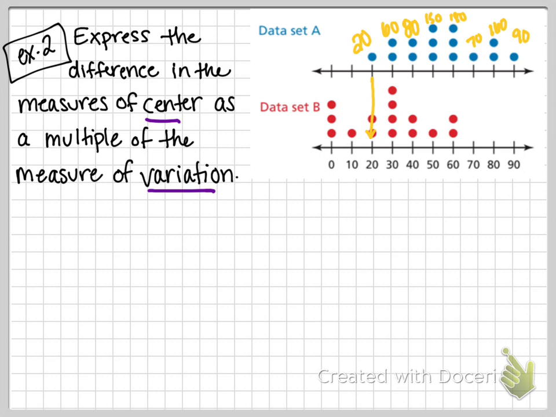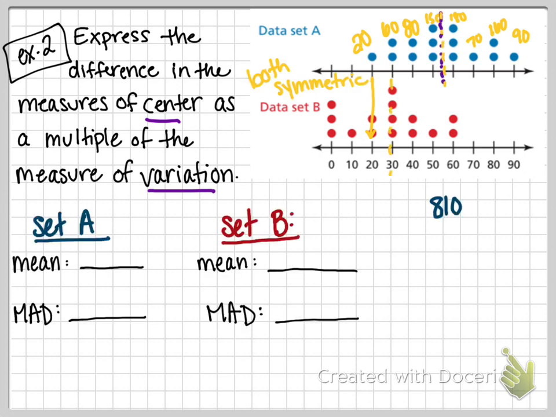So to find the mean, we'd add these all up and divide by the fact that there are 15 dots. When we add them all together, we get 810, and then we divide by 15, and that'll give us our mean or our average. All right, so we get that the mean is 54 for set A. And then I'm going to erase all these.